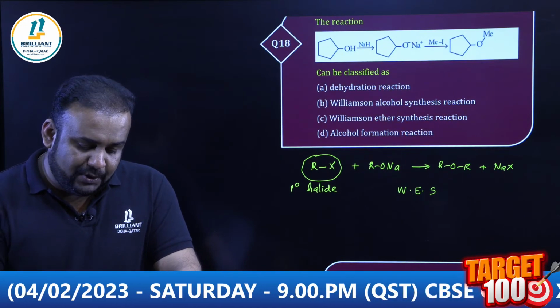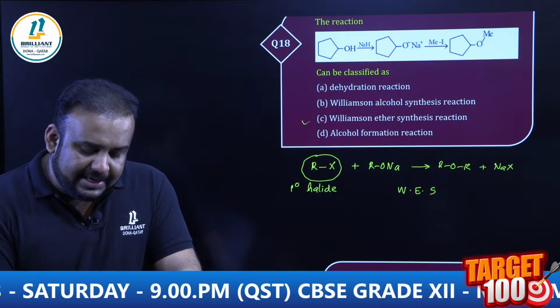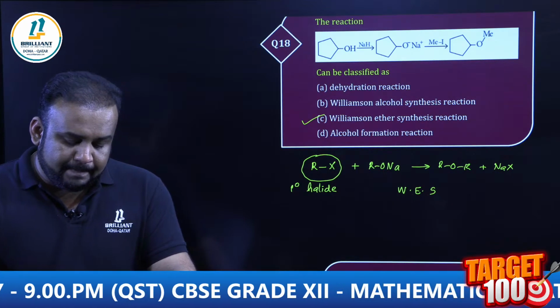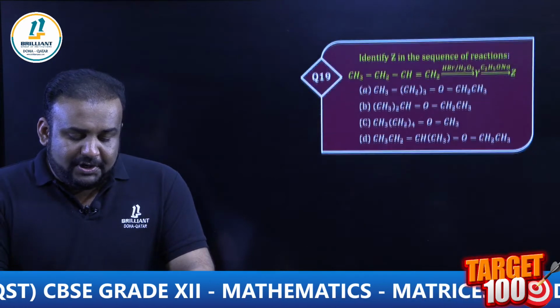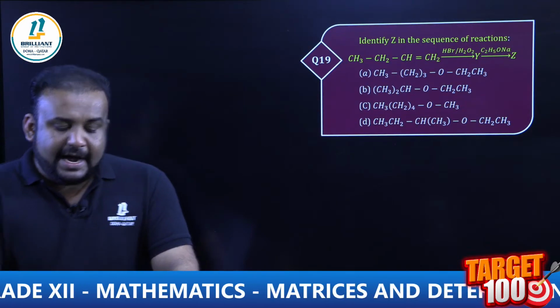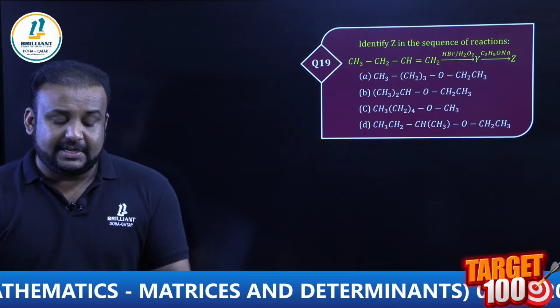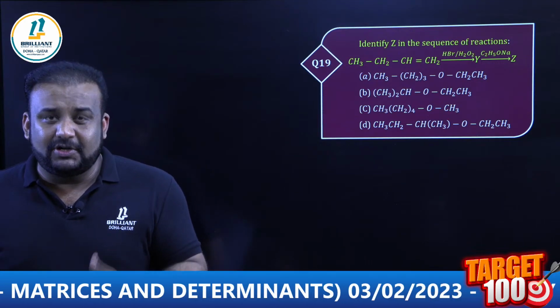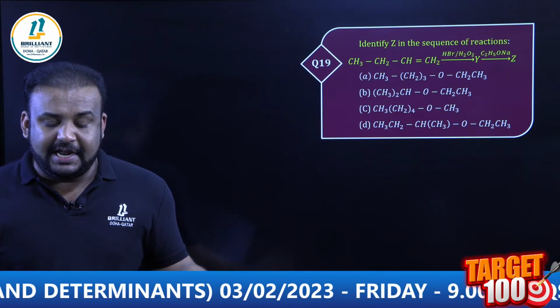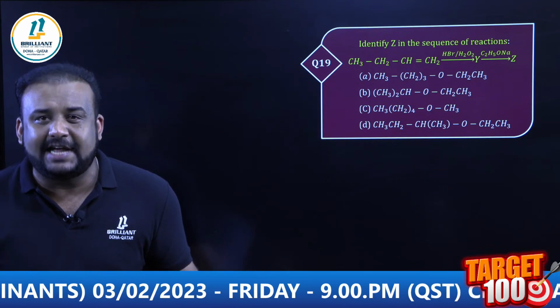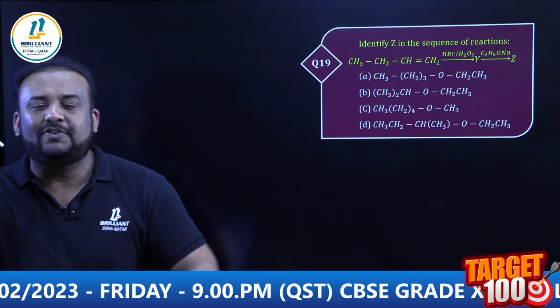Right. So this is Williamson's ether synthesis. Okay. Let's move on to the next question quickly. Identify Z in the sequence of reactions. CH3CH2CH=CH2 is an alkene and you are treating it with HBr in presence of peroxide. Come on, HBr in presence of peroxide.